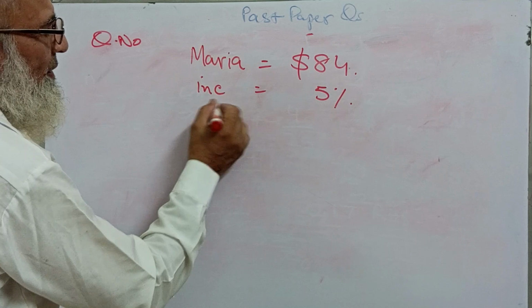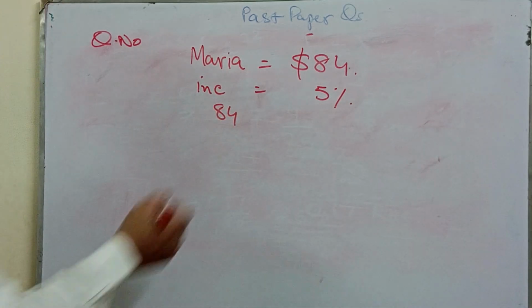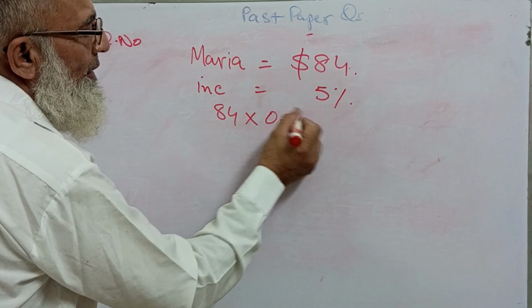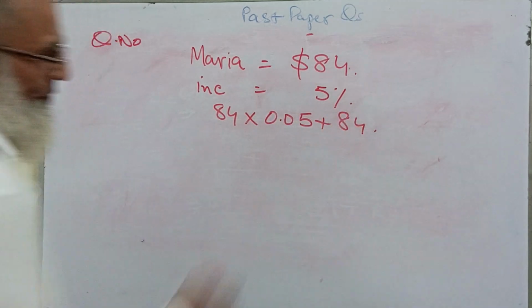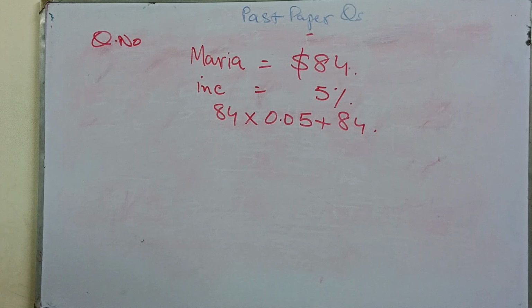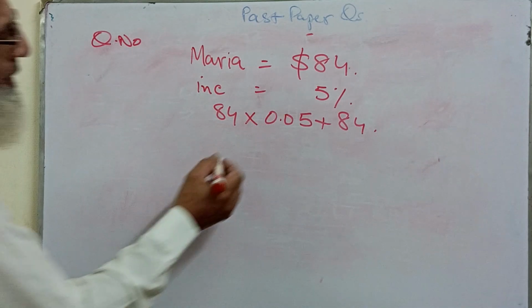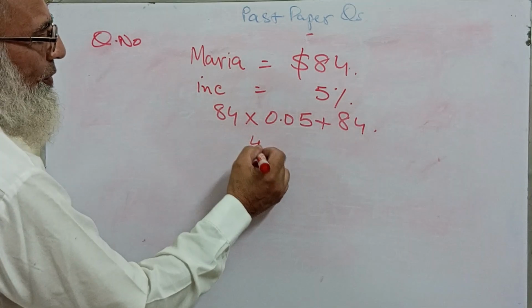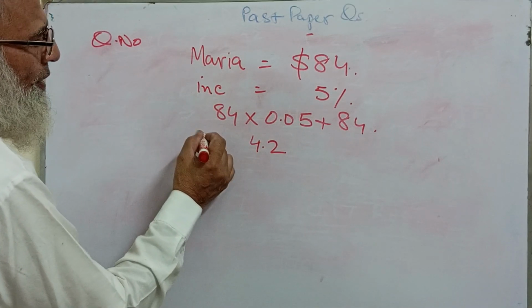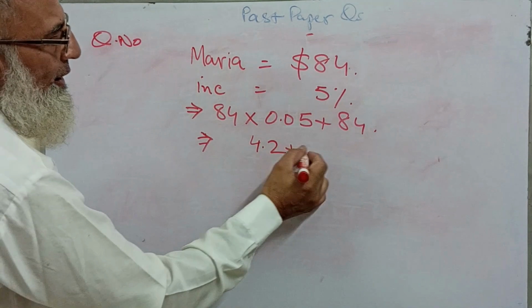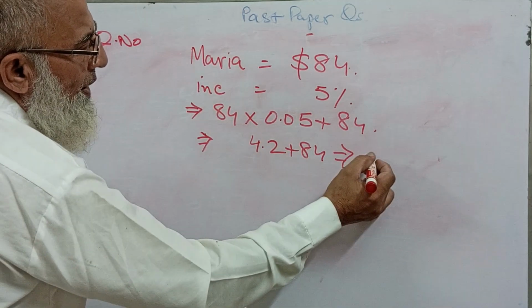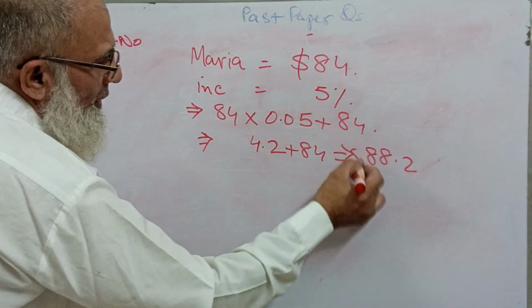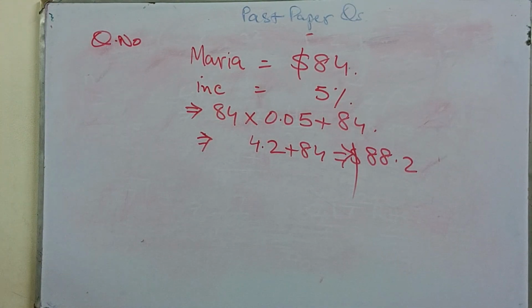And the formula is like this. And as I told you, you can also do it like this, plus 84. Now since this has become like this, this part only has become 4.2 plus 84, and that will become $88.2. Now only 3 questions have been left.